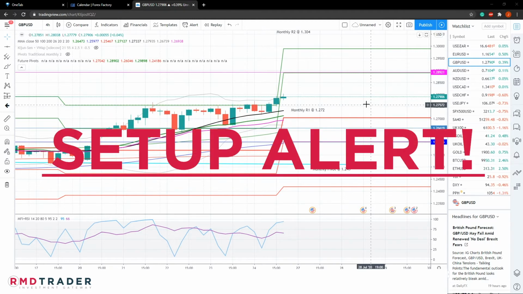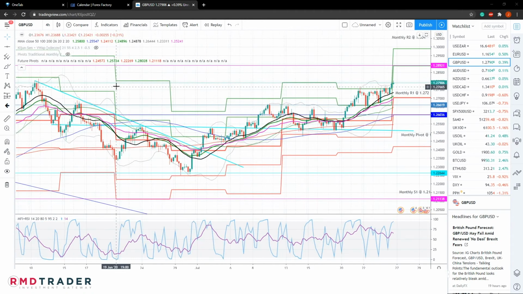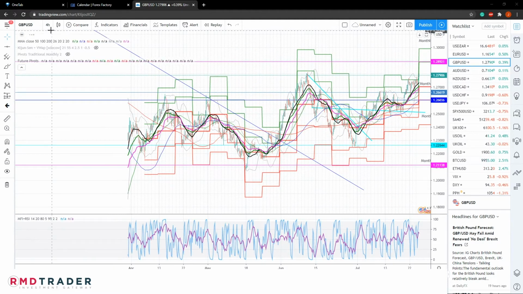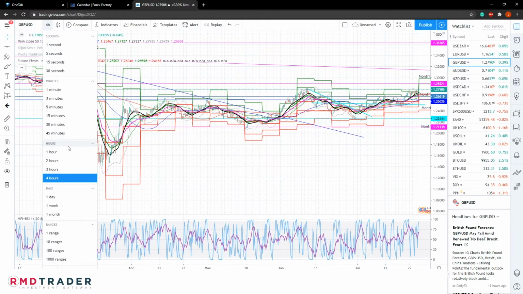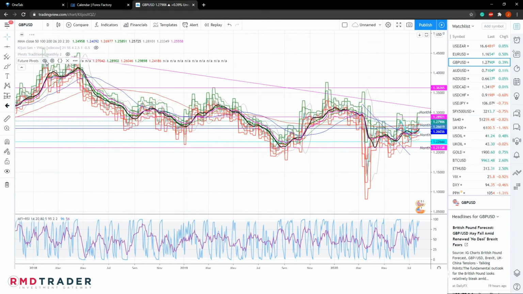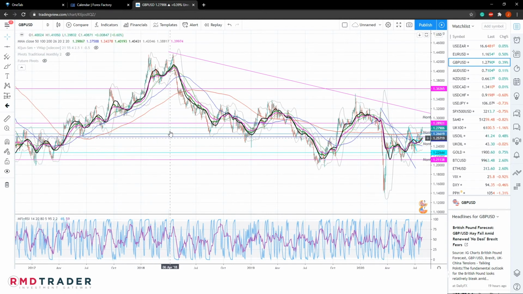So just considering some new targets for the week, we can see that we have a target at 1.289. That will be our weekly R1 pivot, as well as a previous area of resistance. So I'll have to go quite far back to actually see that level, but I'm going to quickly take you to the daily time frame and show you that we do have a target over there.